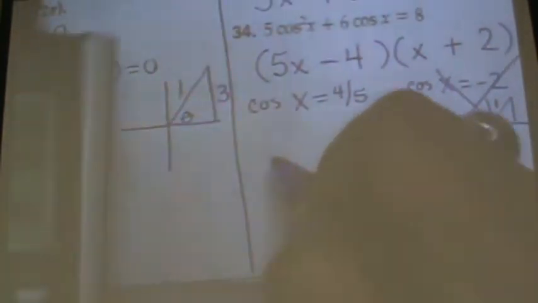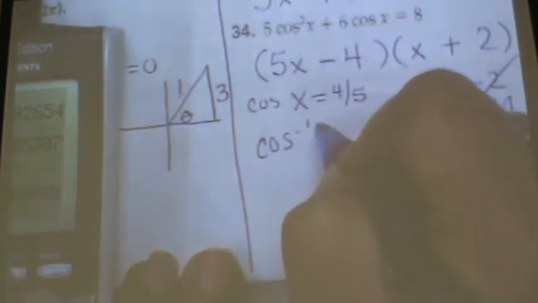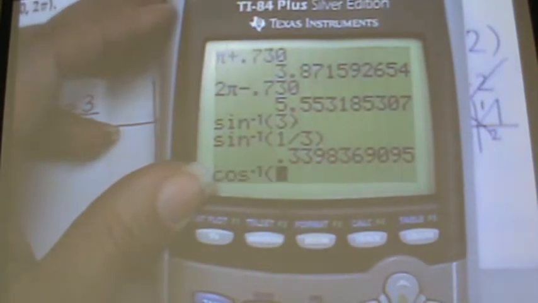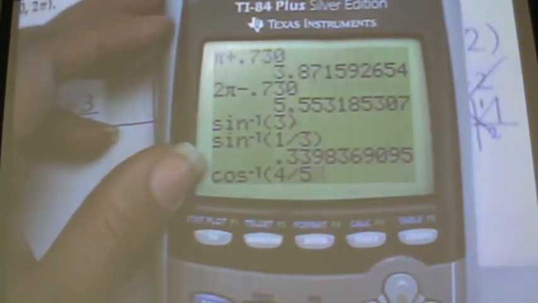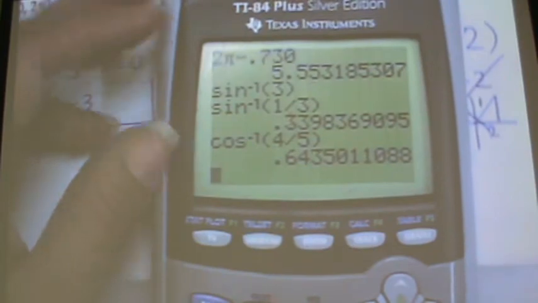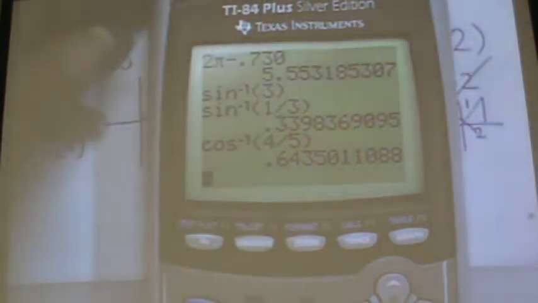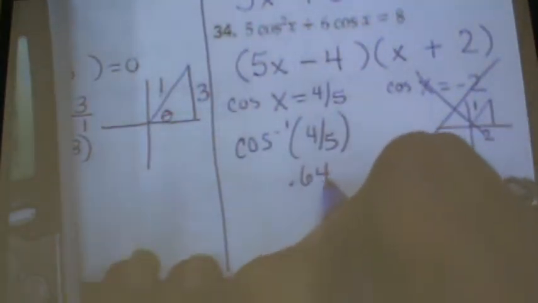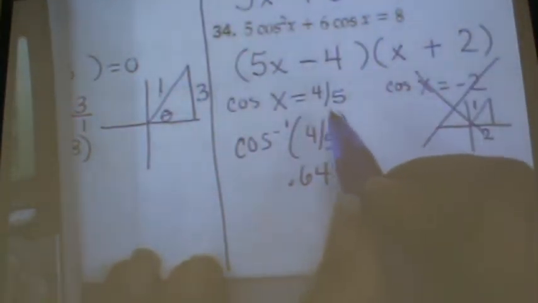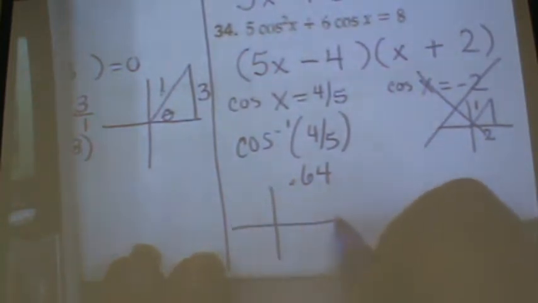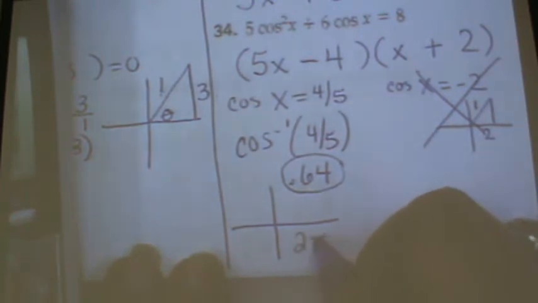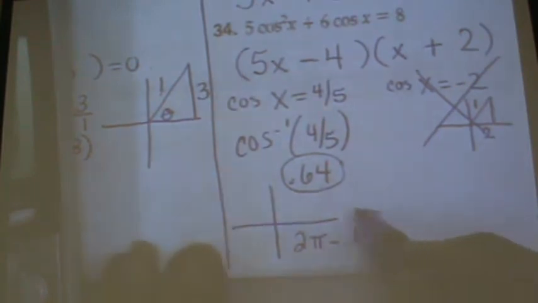You're going to hit inverse cosine of 4/5. That's 0.643, or actually 0.6, we'll just say 0.64. And now, what two quadrants is cosine positive in? 1 and 4. So you've got to do 2 pi minus that. And those are your two answers.